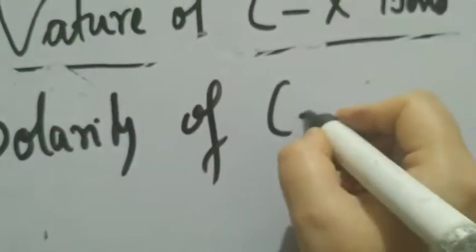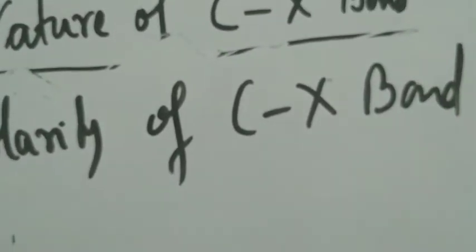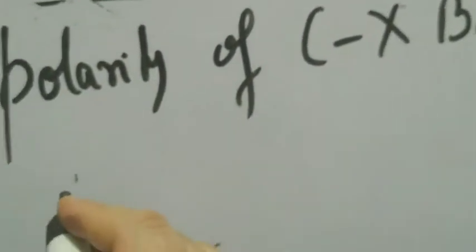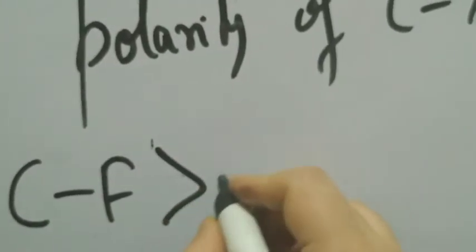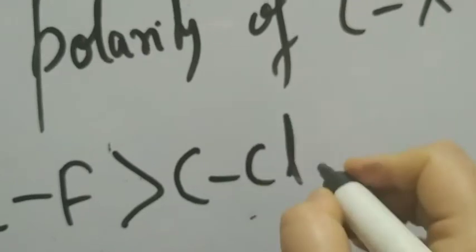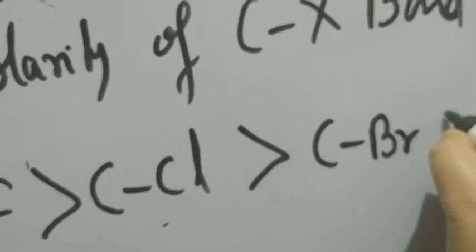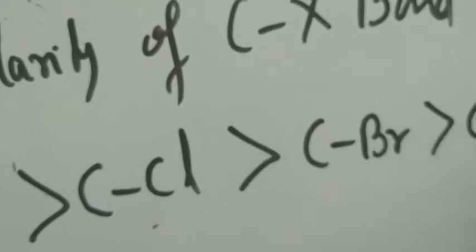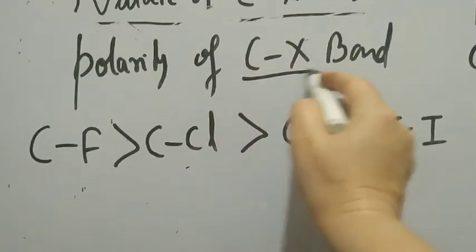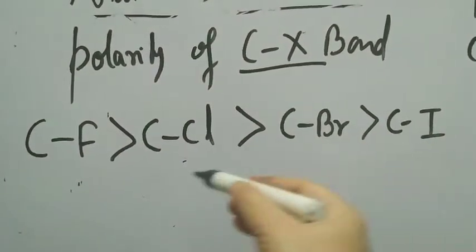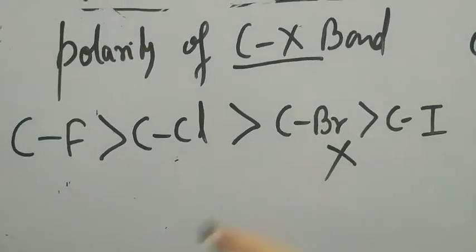Since it decreases from top to bottom, if we have to speak about the order of polarity of the CX bond, as per that data, the order of polarity should have been: CF the most polar, more polar than the CCl bond, which should have been more polar than the CBr bond, which should have been more polar than the CI bond. It is in general a polar bond, but when you change your X, what should be the order? This should be the order. But it is not so.